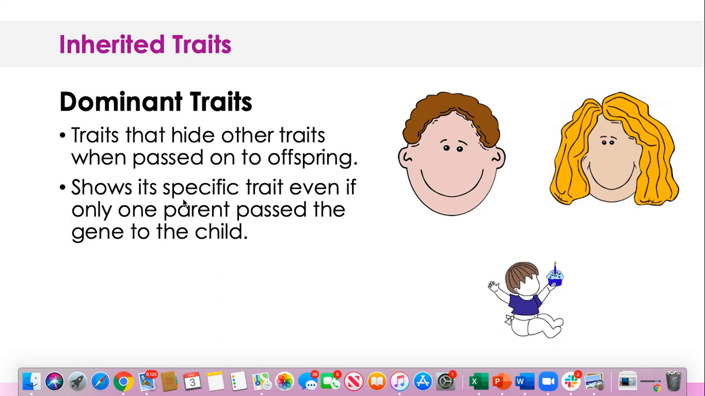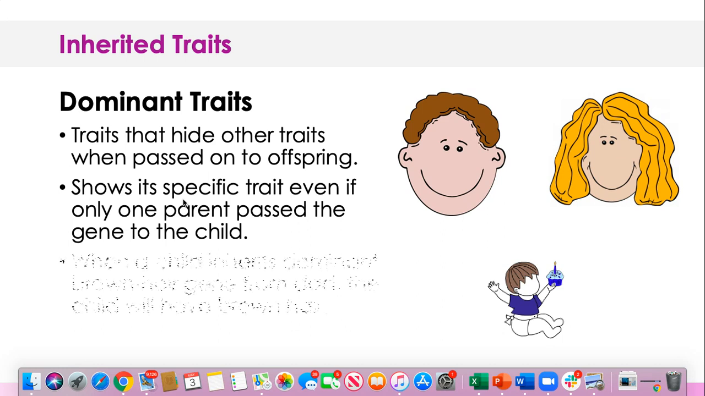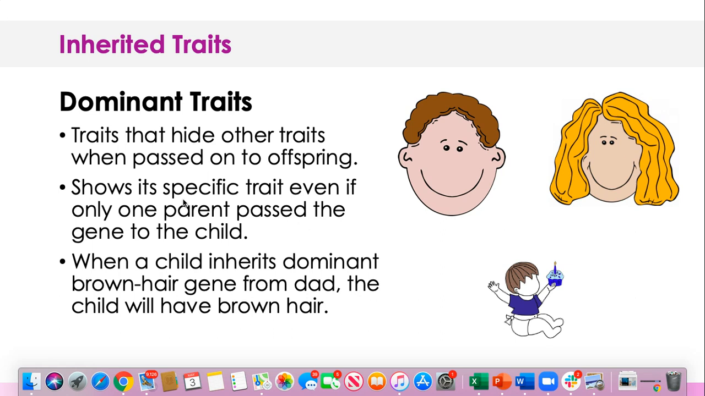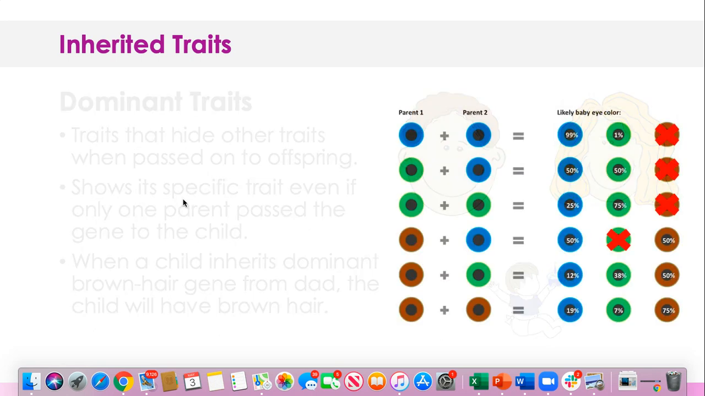So it shows a specific trait even if only one parent passed the gene to the kid. When a child inherits dominant traits, such as brown hair genes from their dad, the child will have brown hair because the dad's traits are more dominant than the mother's traits.